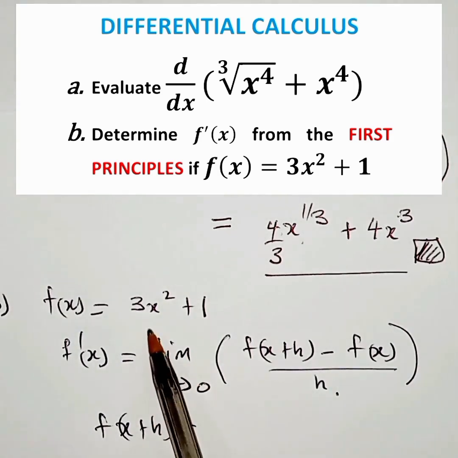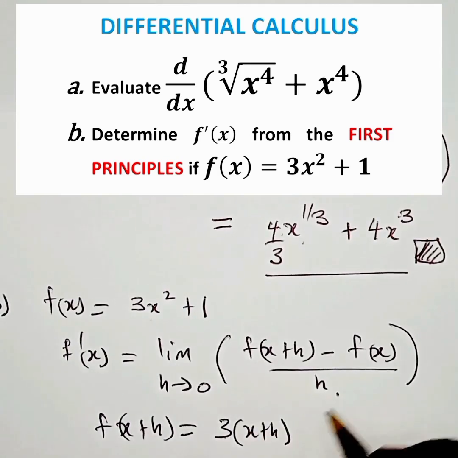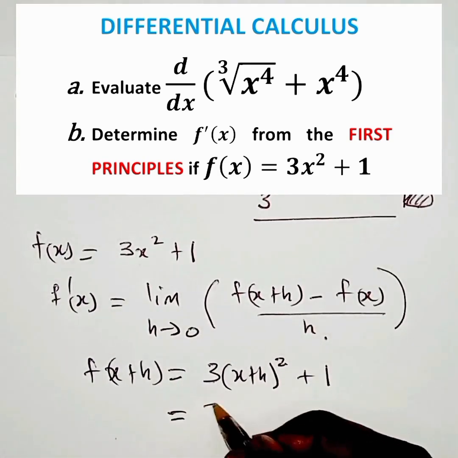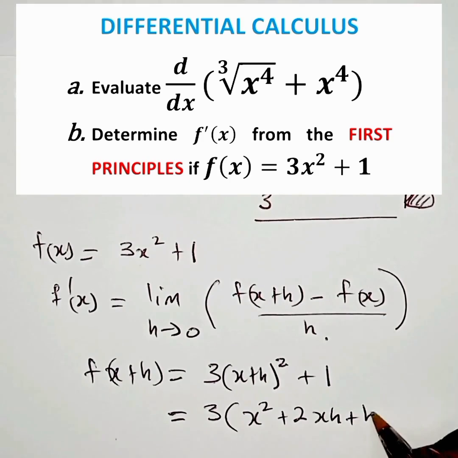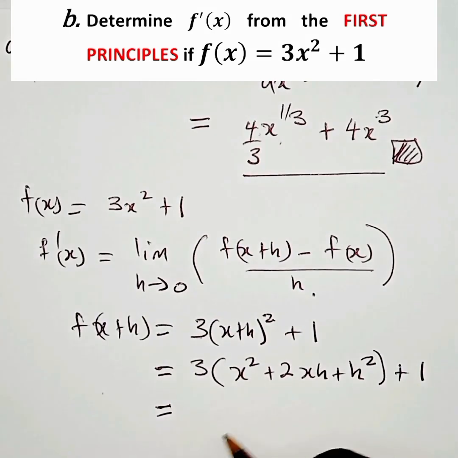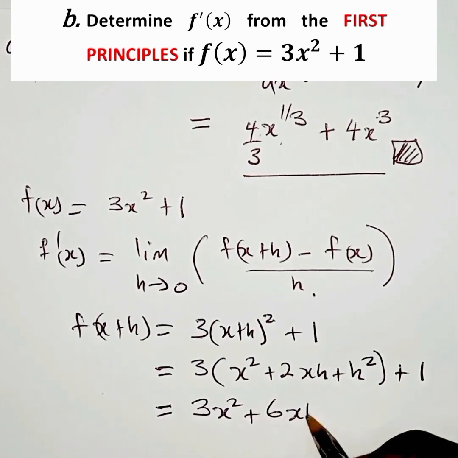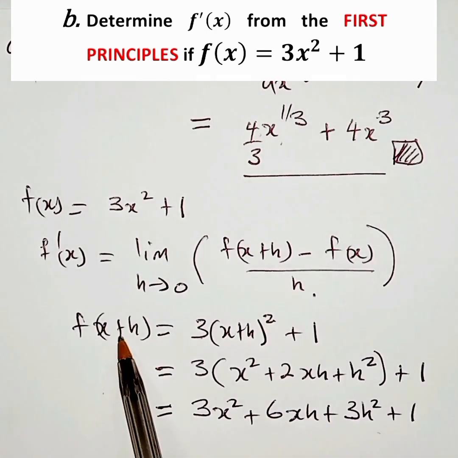Okay, so now to find f(x plus h), we come back to the original function. So we're going to put x plus h wherever there's x. So we're going to have 3(x plus h) squared plus 1. Now let's expand that. If we expand that, we're going to have 3(x squared plus 2xh plus h squared) plus 1. I'm just gonna multiply 3 throughout that so that we remove the parentheses. We are going to have 3x squared plus 6xh plus 3h squared plus 1. So this is the value of f(x plus h).